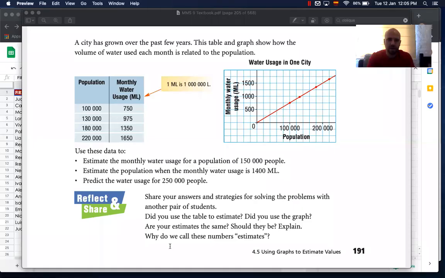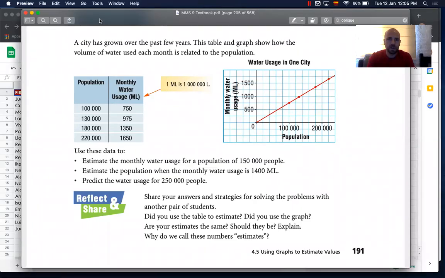So we are in chapter 4, lesson 5. And in this lesson, we're going to be talking about using graphs to estimate values. I'm going to do a little bit of screen sharing just because it's easier to use some graphs that are already drawn than draw them myself on a whiteboard. So let's get started.